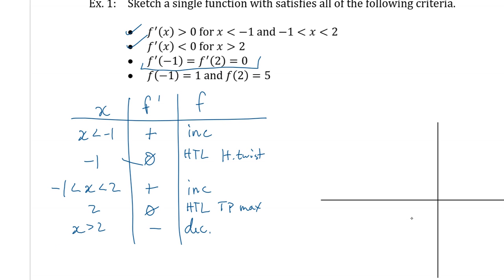So that's that one done. Why does it give me this information? It's giving me the y value of the points on the function. So the horizontal twist, which occurs at x equals -1, is the point (-1, 1). It's giving me the y value. And the turning point happens when x is 2. The point is (2, 5).